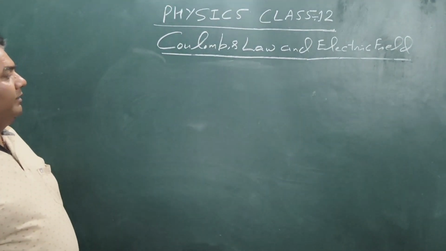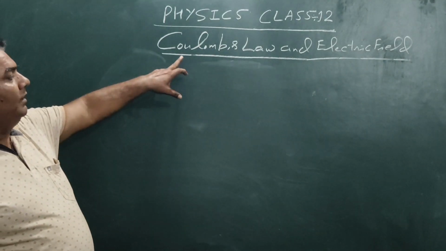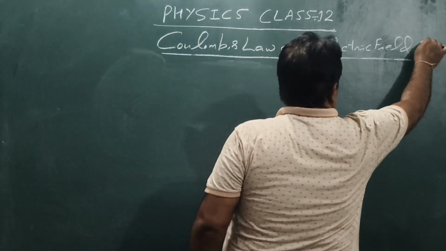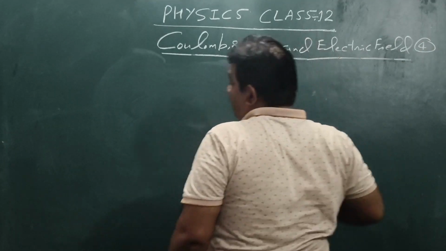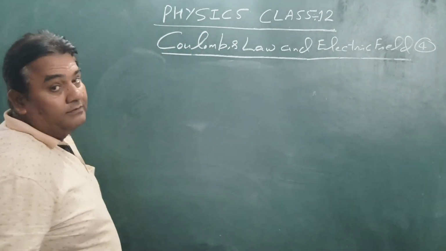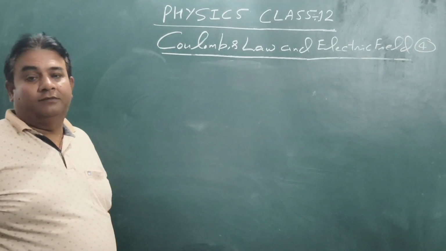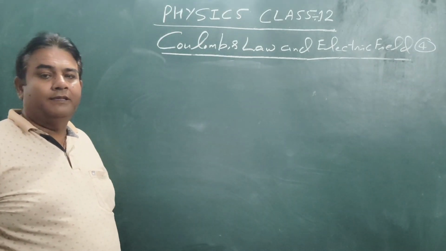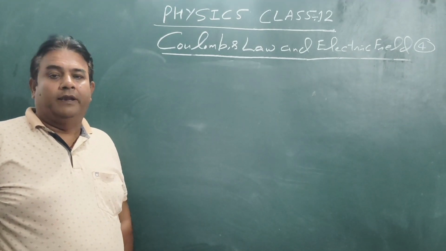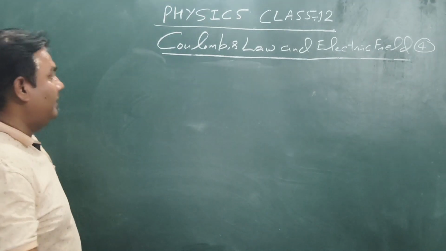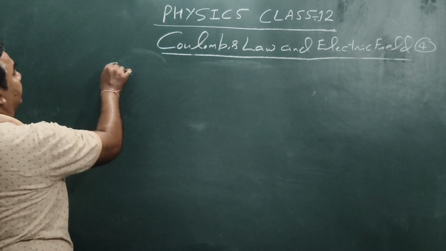Today is video number 4 in the first chapter, Coulomb's law and electric field. In this video we read about the intensity of electric field at any point due to an electric dipole. For this there are two positions. First is end-on position and second is broadside-on position. End-on position is also called on the axis of the dipole. So we read about end-on position.